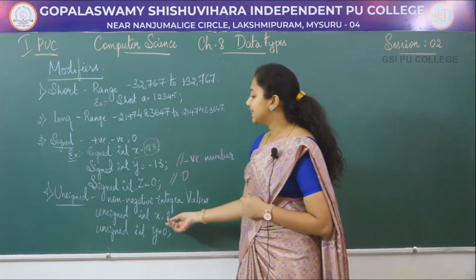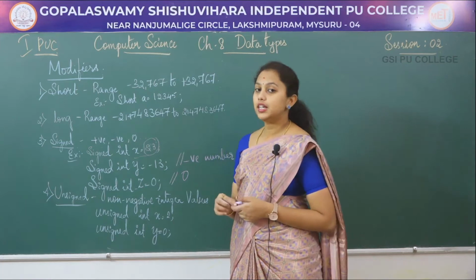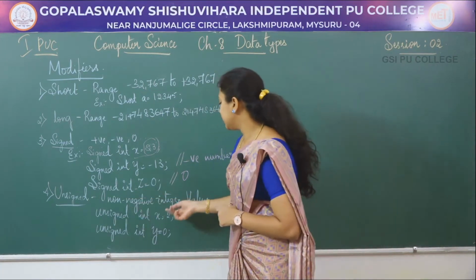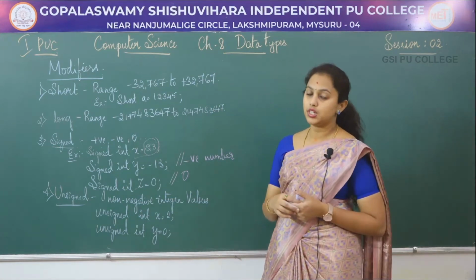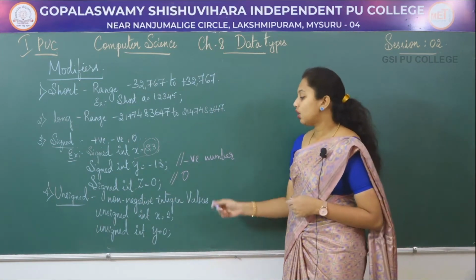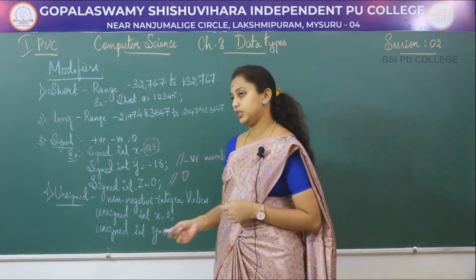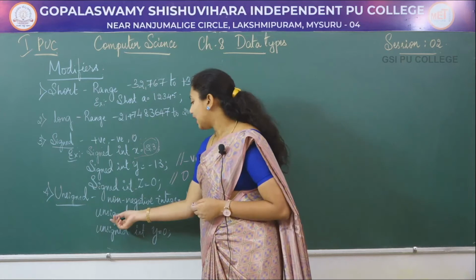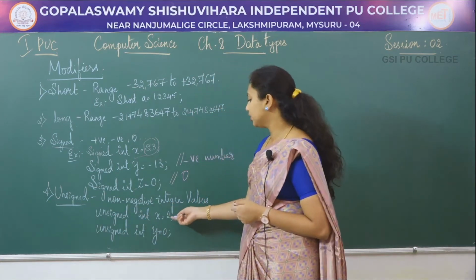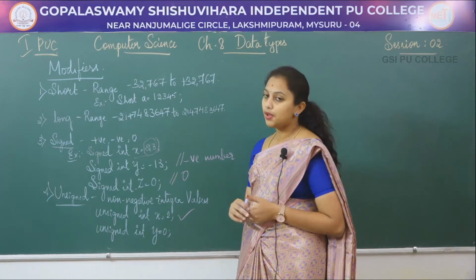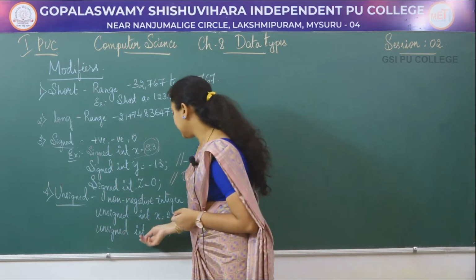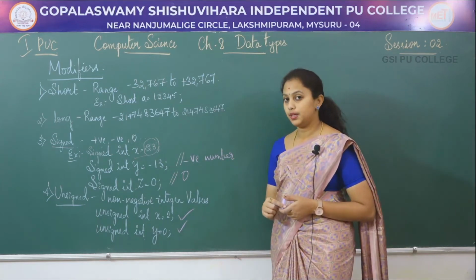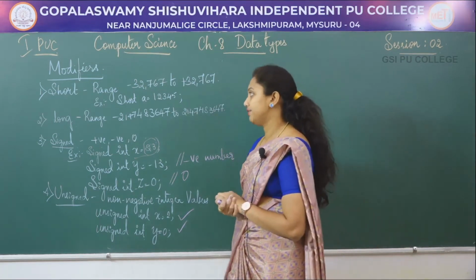When it comes to unsigned integer, it is used to hold only non-negative integer values. An example for non-negative integer values is unsigned int x is equal to 2, which represents a positive number, and unsigned int y is equal to 0. Here 0 is a non-negative number. So this is about modifiers.